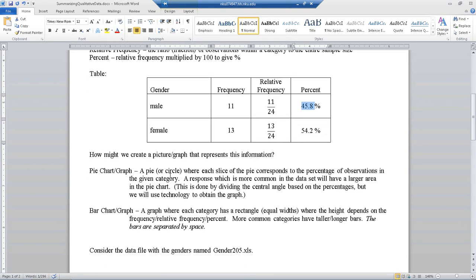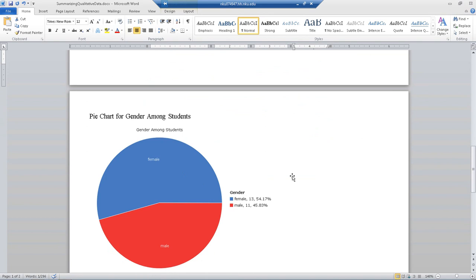Now, in the pie chart, what we have is this is drawn. You can see female is over half, male is less than half, and it's given in different colors, blue for female and red for male, and it just makes it stand out. The 11 is the frequency, as is the 13, and then the percentages, they went to actually hundredths digits, so 45.83% and 54.17%. But this is visually what we have written out in terms of numbers in our table.